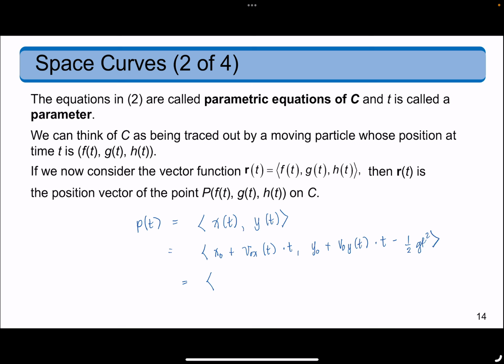So we have a horizontal component, so we can write it down as x naught plus v naught cosine theta t, and y naught plus v naught sine theta t minus 1/2 g t squared. So this is a uniform motion, while this one is the equation for free fall.